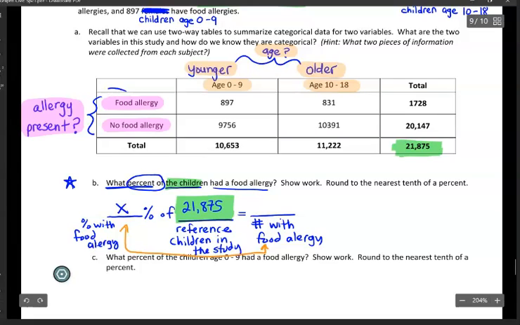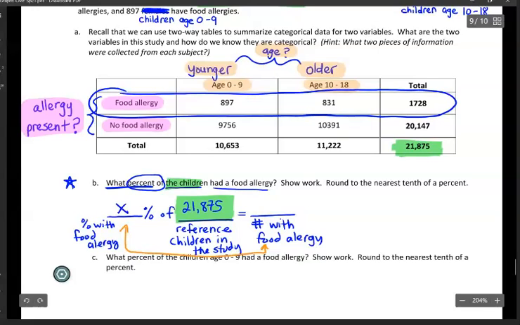So everyone in this first row has a food allergy. There are 1,728 children with a food allergy. Now, they've been split up into the younger column and the older column, but everyone in that row has a food allergy. So when I go to answer this question, I'm going to translate this template into an equation: X percent of, so times, all the children in the survey equal the number that have the food allergy. So we'll just solve this equation real quick.